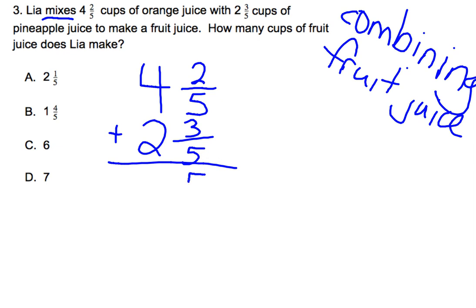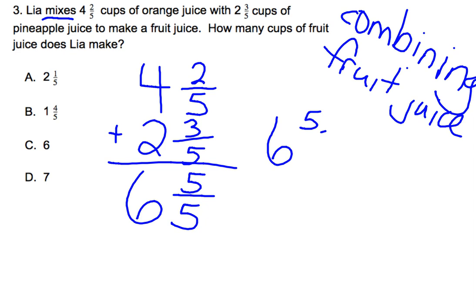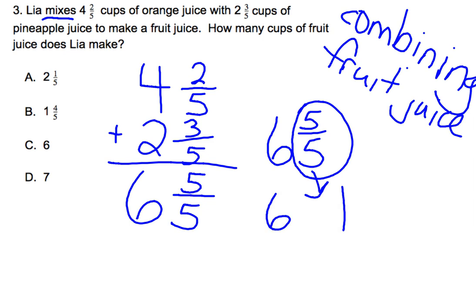2/5 plus 3/5 is 5/5. 4 plus 2 is 6. So we have 6 5/5. However, 5/5 represents one whole. So we have 6 cups plus an additional 1 cup from the 5/5, which actually makes 7 whole cups. So the answer will be D.